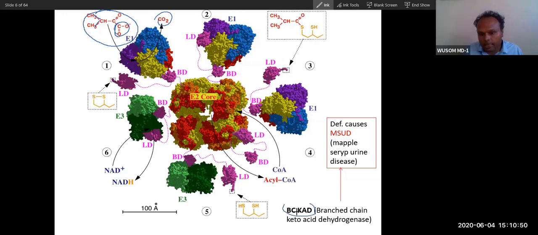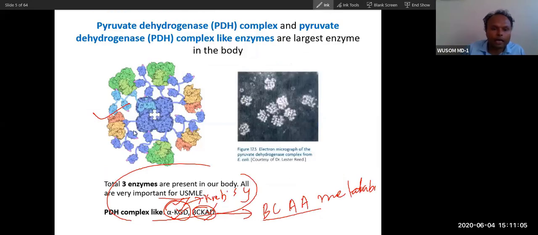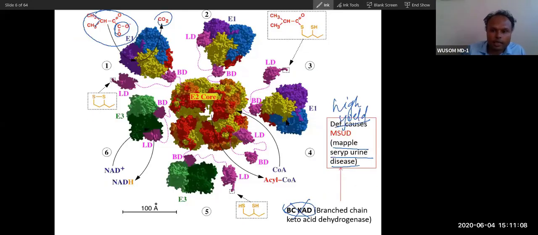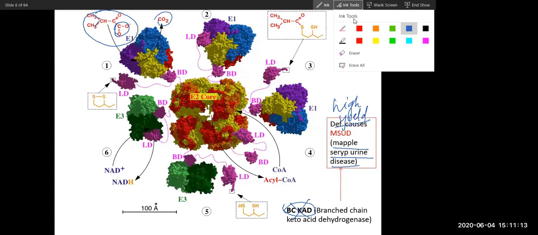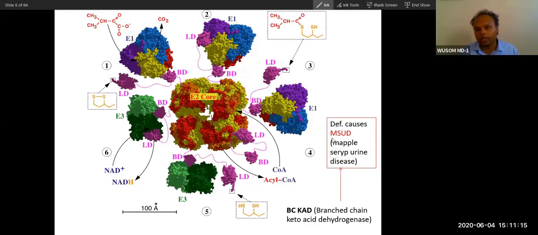And remember this enzyme. When this enzyme is deficient, there is a very important disorder. This is called maple syrup urine disease. This is a very important high yield fact. So branch chain keto acid dehydrogenase is very similar to pyruvate dehydrogenase. Deficiency of this enzyme will cause which disorder? Maple syrup urine disease. The urine will be very sweet, and will smell like burnt sugar. So this is why this is called maple syrup urine disease.